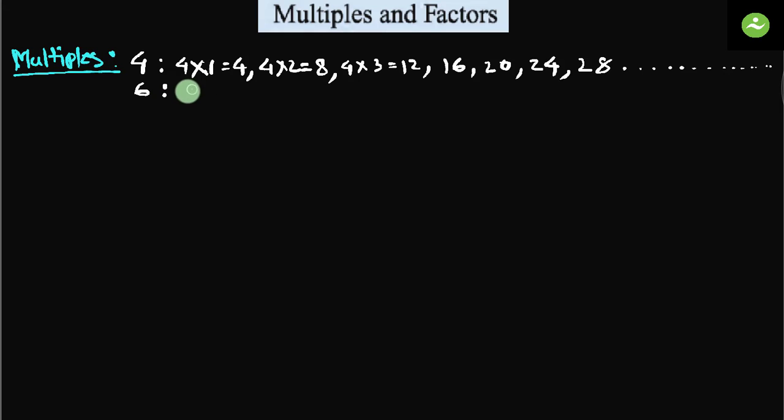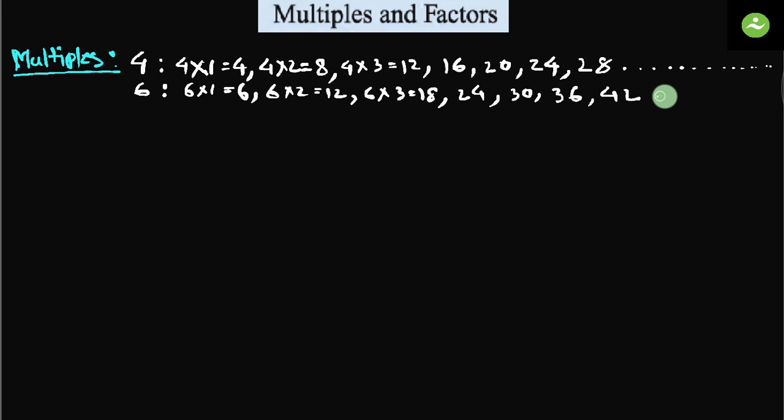And next, let us take another number, 6. What are the multiples of 6? 6 into 1 equals 6. 6 into 2 is 12. 6 into 3 is 18. And the next number should be 6 into 4, 24. 6 into 5, 30. 6 into 6, 36. 6 into 7, 42. And it keeps going. There is no end, unlimited.